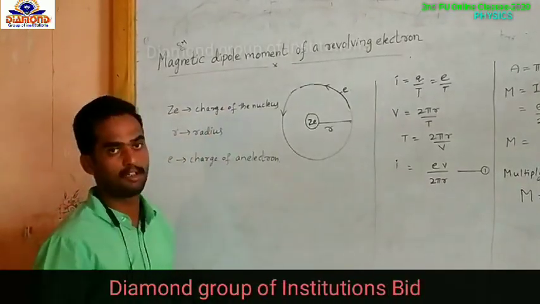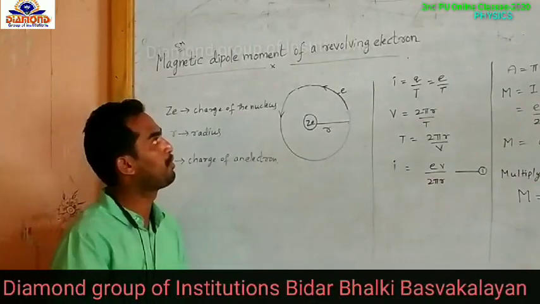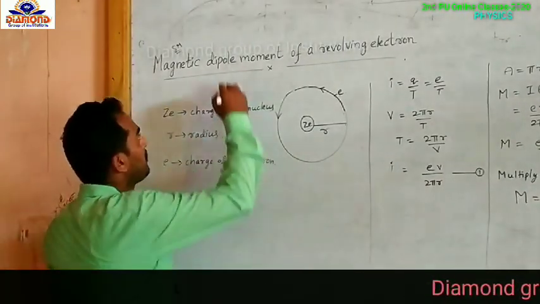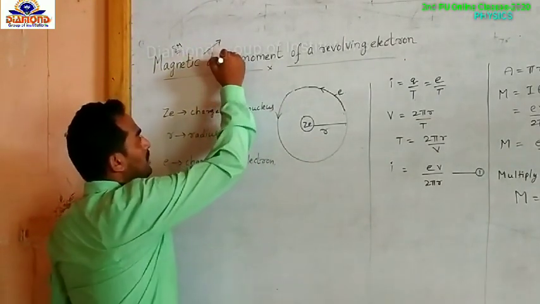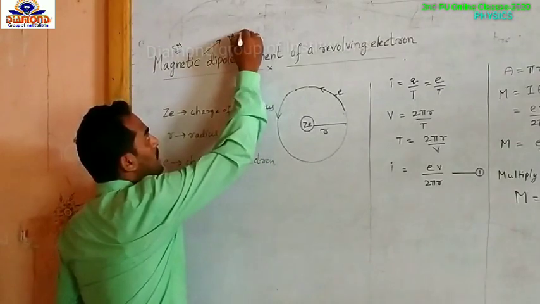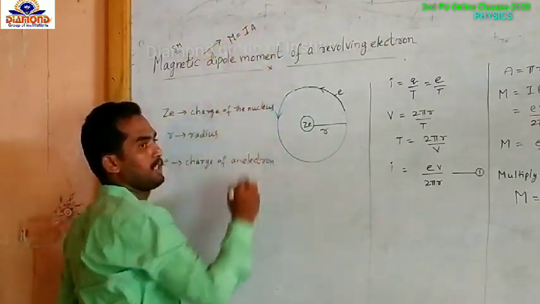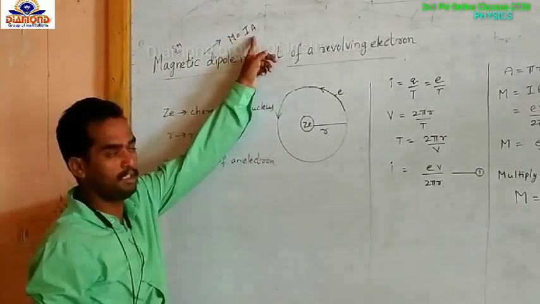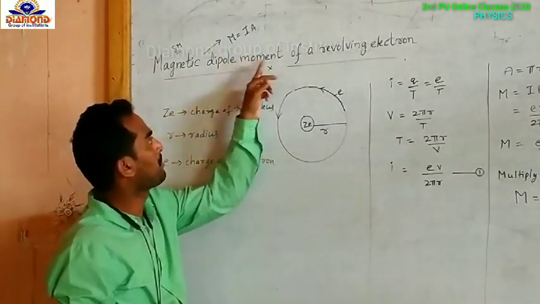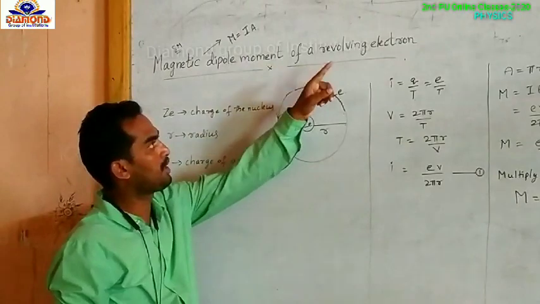Next topic, magnetic dipole moment of a revolving electron. What is meant by magnetic dipole moment? We just went through the definition. Magnetic dipole moment, that is M, is defined as the product of the current and area of the loop. And now we are going to derive the magnetic dipole moment of a revolving electron.